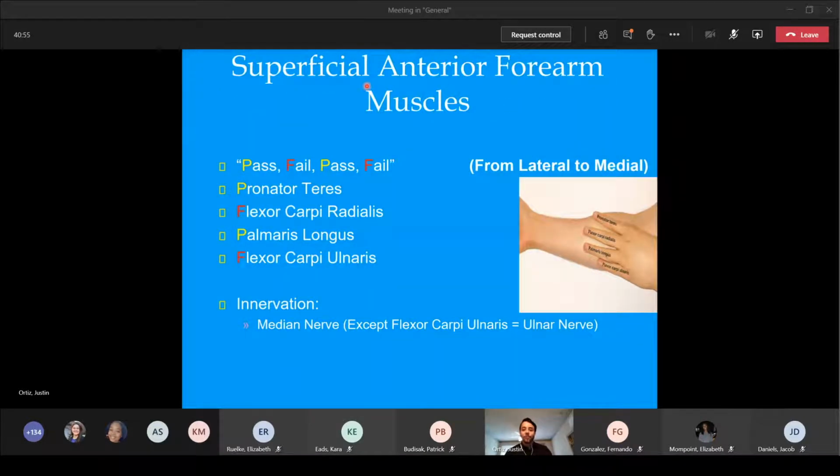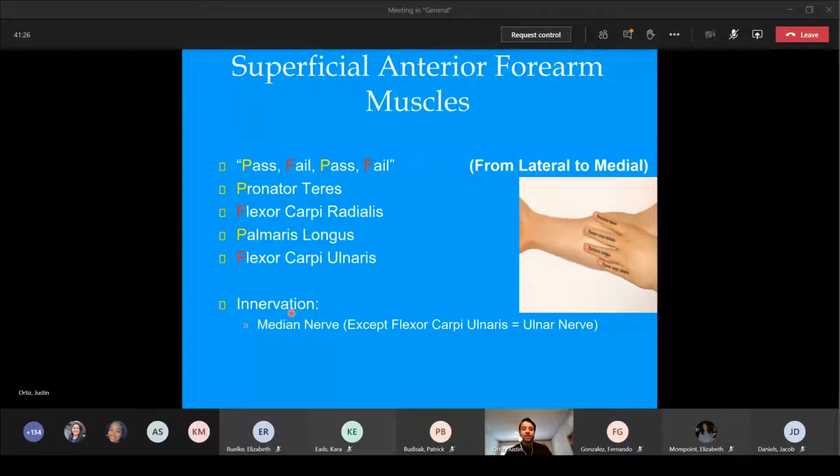So superficial anterior forearm muscles. Like I said, if you just follow throughout the video and you just put your thumb on the medial upper condyle, you'll be able to remember the 4 superficial anterior forearm muscles, right? So I put it right here: pass, fail, pass, fail. Pronator teres, flexor carpi radialis, which is, if you think about it, flexor, then going to the wrist because it's carpi, and radialis, so it's going to the thumb side. Then you have palmaris longus and flexor carpi ulnaris, right?